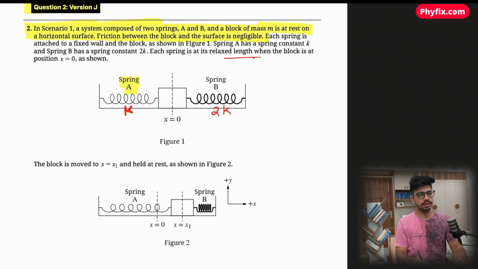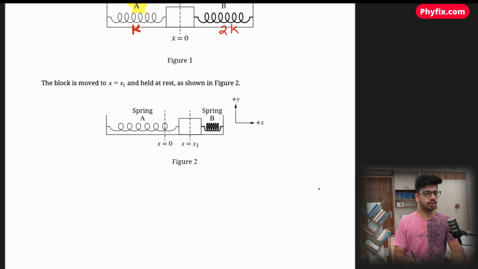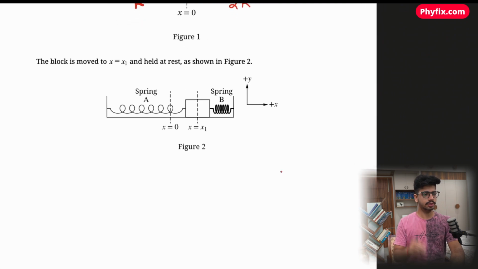The springs are at relaxed length. Relaxed length means natural length or equilibrium position. There is no compression, and no potential energy stored in the springs right now. Then we have the next case in Figure 2. The block is moved to x equals x1, as you can see. They moved it to the right side and held it at rest. So this is the rest position right now.